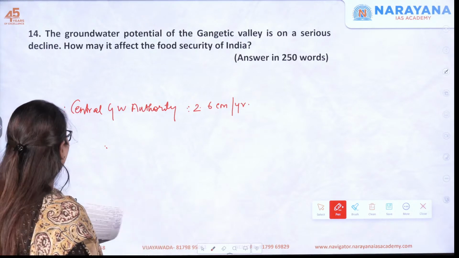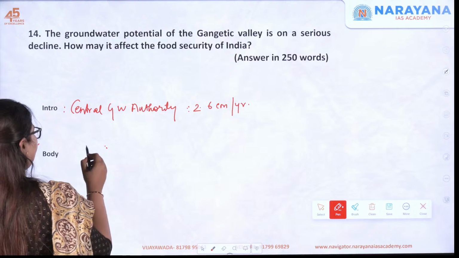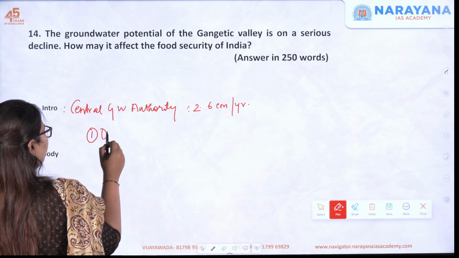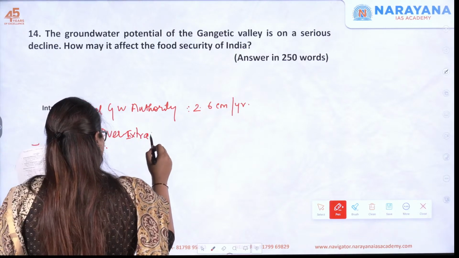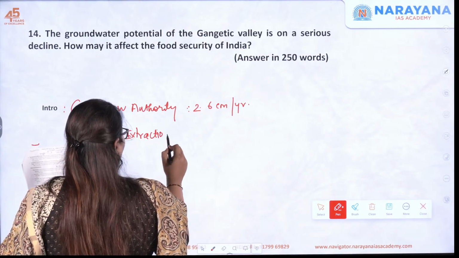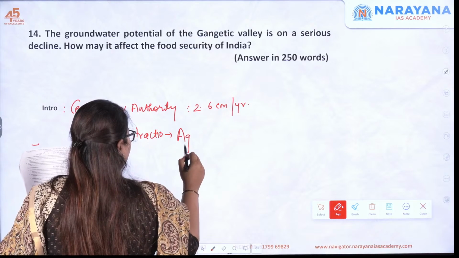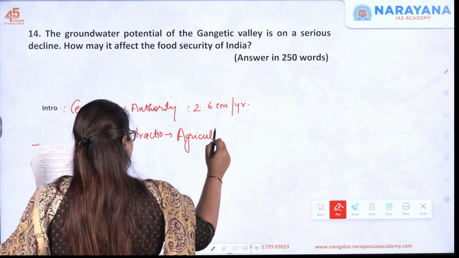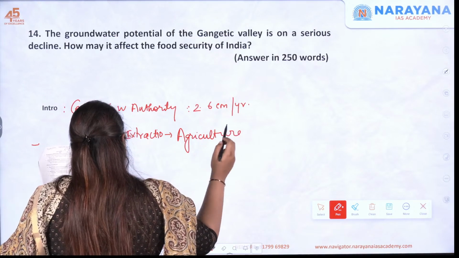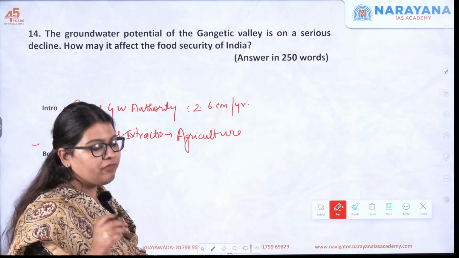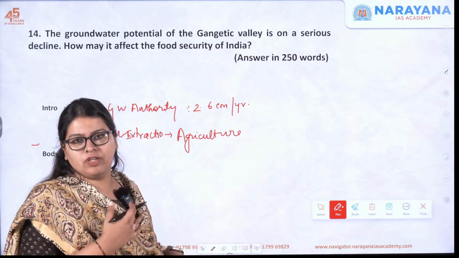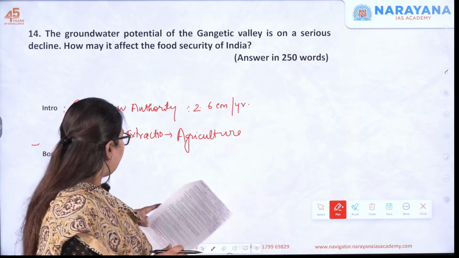the groundwater depletion. The first one can be over extraction of water for agriculture. So this is understood, because for the purpose of agriculture, almost in Uttar Pradesh and in Bihar, 90% of irrigation for agriculture is actually based on groundwater. So that can be your first point.